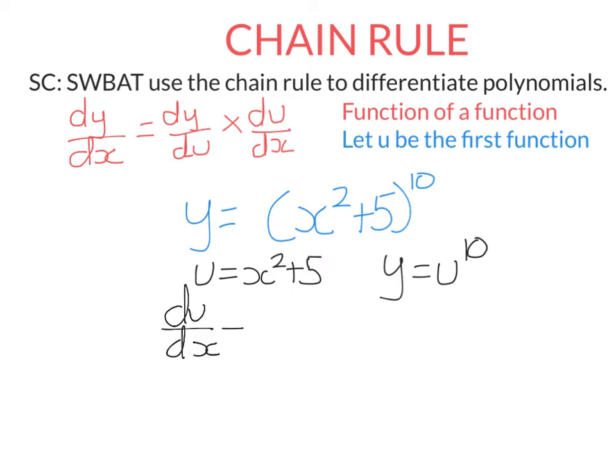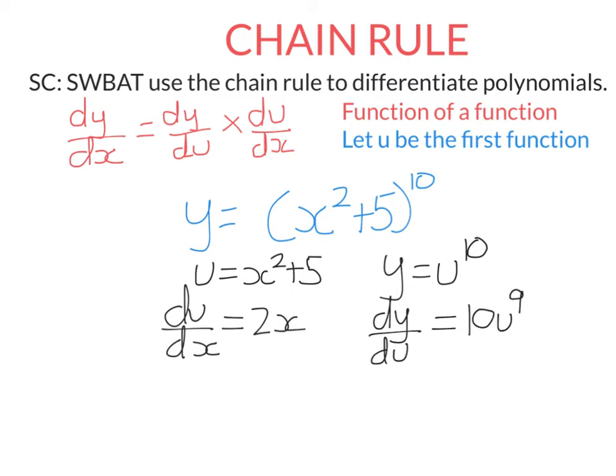So that would just be differentiating like we normally do. We move the power to the front, decrease the power by 1. And remember, when you differentiate, constants vanish. So the derivative of this with respect to x is just 2x. So now we need to find dy du. So we need to differentiate y with respect to u. Well, that's easy as well. We just do what we've always done. So what we do is we move the power to the front, decrease the power by 1.